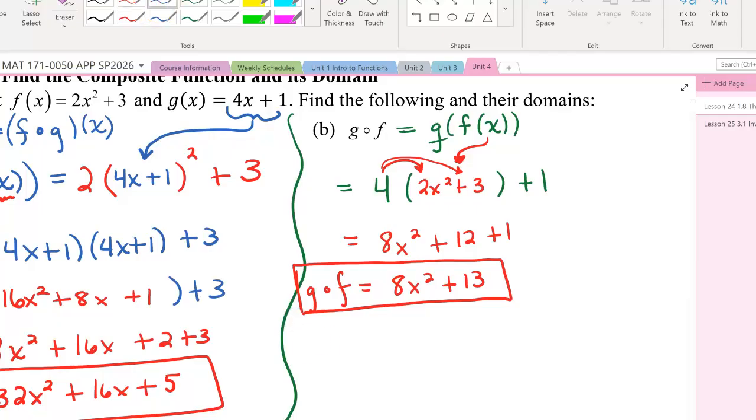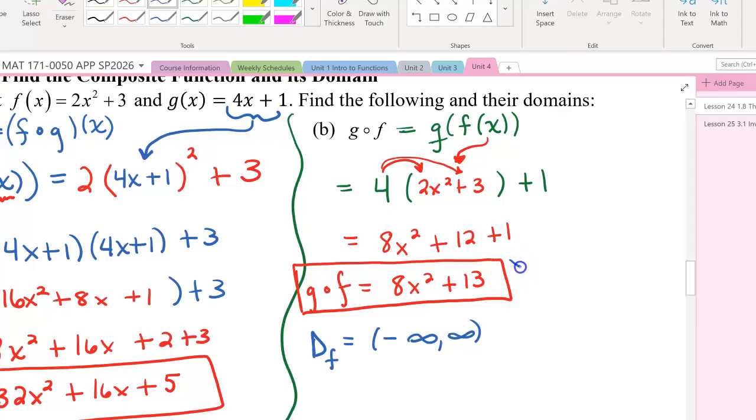So now remember, when you're finding the domain, you have to look at the domain of the embedded function, which was f of x. But f of x, remember, is just a polynomial, 2x squared plus 3. There are no fractions, there are no radicals, so the domain is all real numbers.